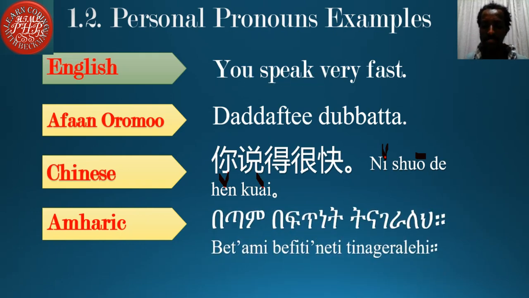In case of Amharic, we used to say በጣም በፍጥነት ትናገራለህ. በጣም በፍጥነት ትናገራለህ means what we already learned in English, you speak fast.